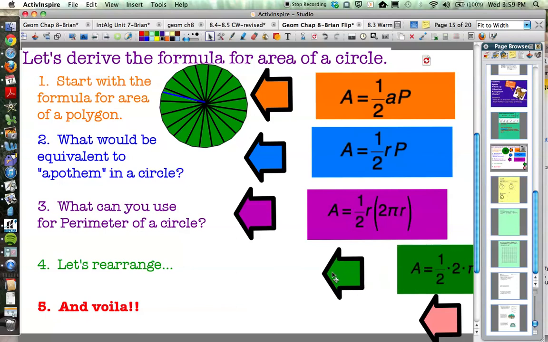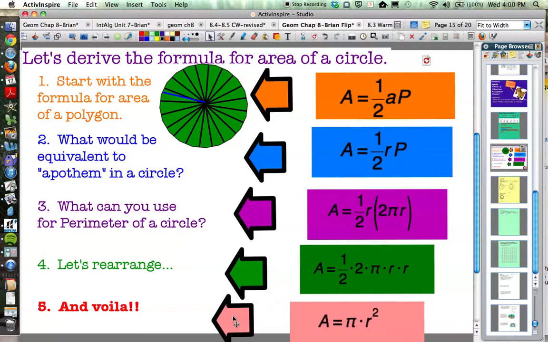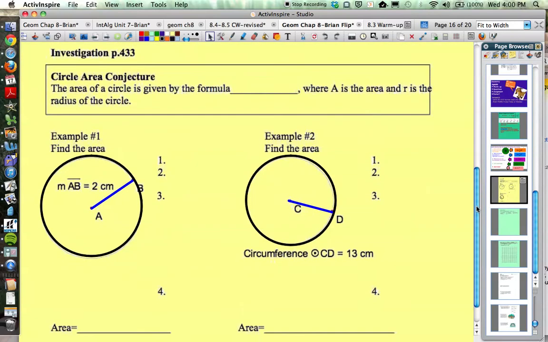And now let's just rearrange the letters and the numbers. Since these are just 5 terms being multiplied together, we can do that in any order. So we can do the 1/2 times 2 times pi, which are the numbers, and then the r times r, which are the 2 variables. And simplifying that a little bit, 1/2 times 2 is 1, r times r is r squared, and voila, we have the area formula for a circle now, which is pi times r squared. And you can see the progression of how we came up with that formula from the area formula for a regular polygon. I think that's interesting, and I know there's a couple of you guys who followed along with that and think that's interesting as well.